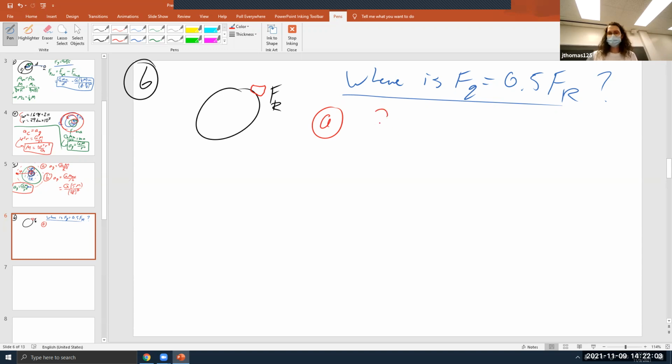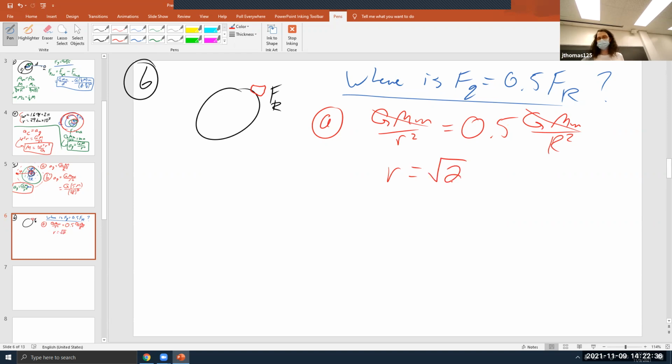So our force of gravity is G times big M times little m over little r squared. We want that to be equal to 0.5 G times big M times little m over big R squared. Everything cancels, and you'll get that r is equal to the inverse of whatever your ratio happens to be under a radical. So for me, that would be square root of 2. Yours might not be a nice even fraction, but it'll be root 2 times big R.